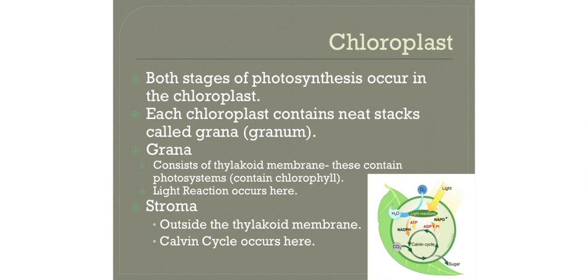our plants. Each chloroplast contains neat stacks called grana. I want you to think of them like a stack of pancakes. So grana is like a stack of pancakes, and each one of those pancakes is called a thylakoid. So the grana is the stack of those thylakoids. And within those thylakoids, there are what's called photosystems. This is where light is actually captured within the thylakoid membrane. So that's where the light reaction stage happens, within the grana in the chloroplast.